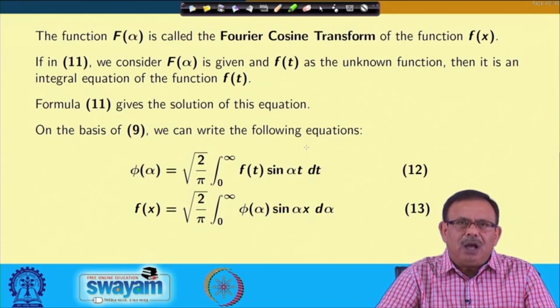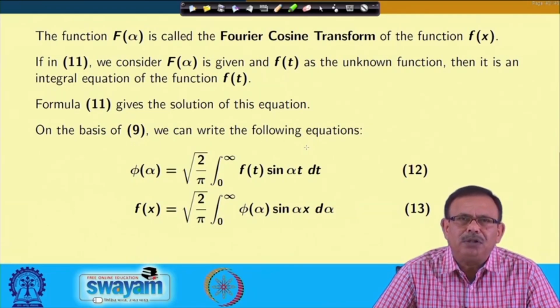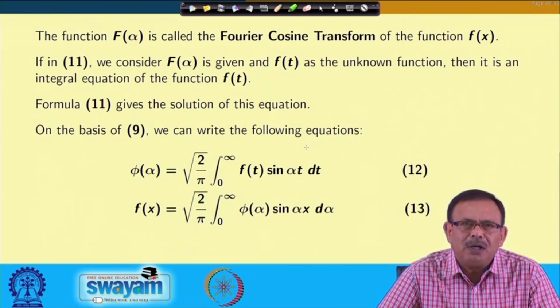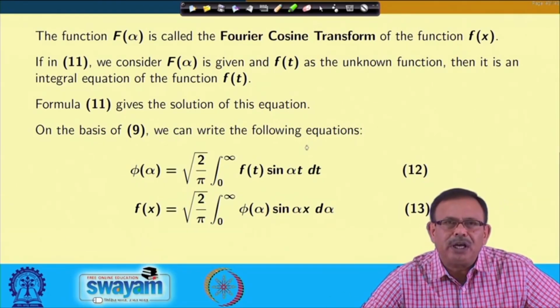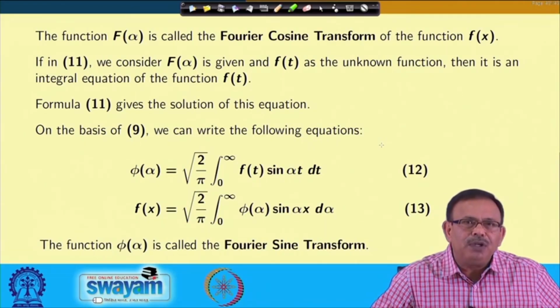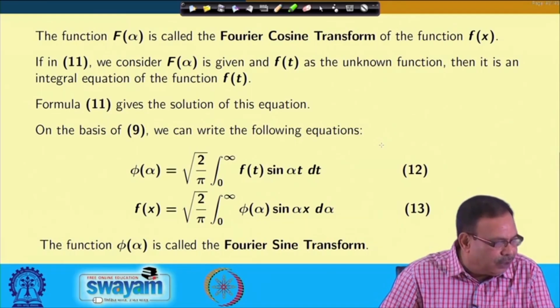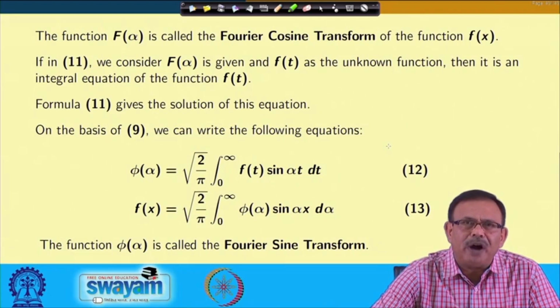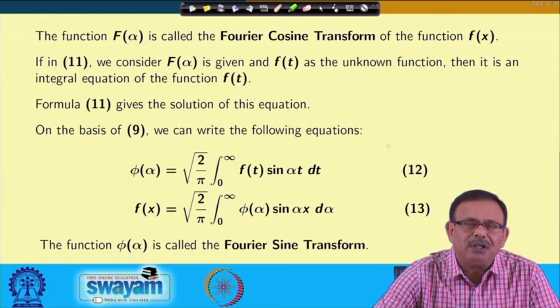If I assume that phi(alpha) equals root over 2 by pi, integral 0 to infinity, f(t) into sine of alpha t dt, I can write f(x) equals root over 2 by pi, integral 0 to infinity, phi(alpha) into sine of alpha x d alpha. This phi(alpha) we call the Fourier sine transform of the function f(x). So till now we have defined two things: the Fourier sine transform and the Fourier cosine transform.